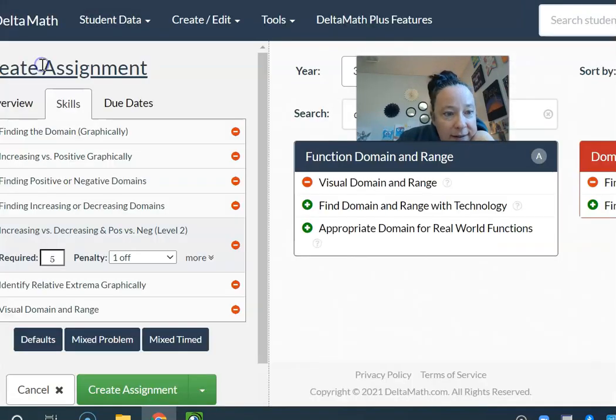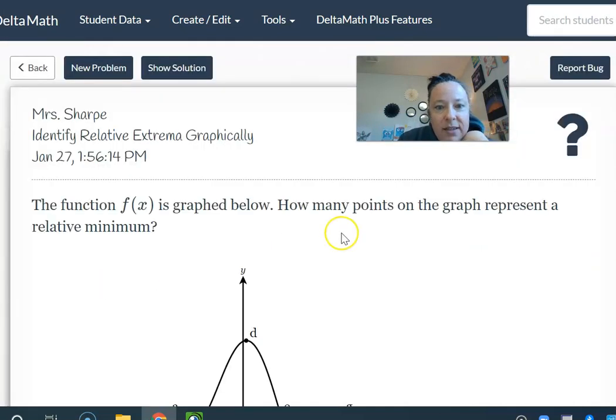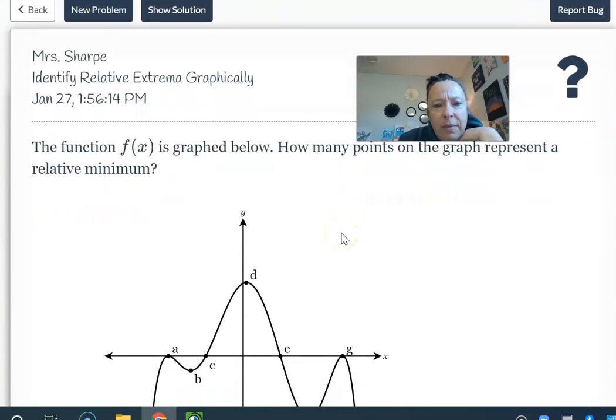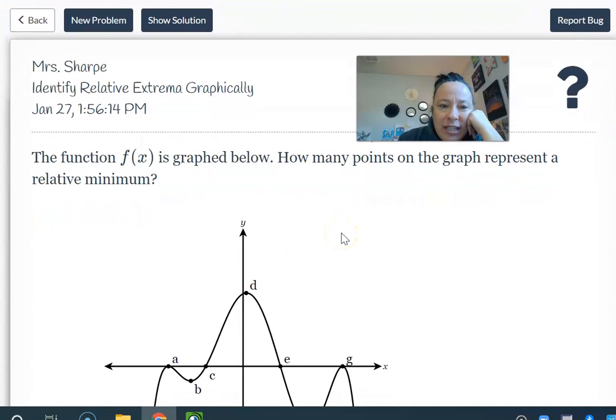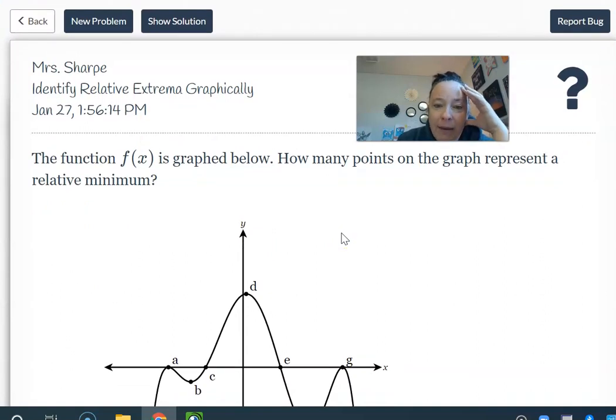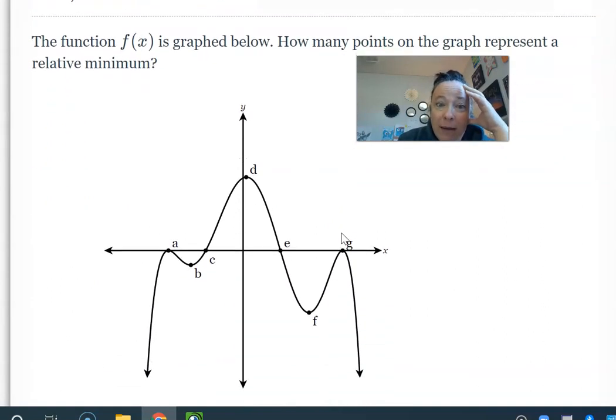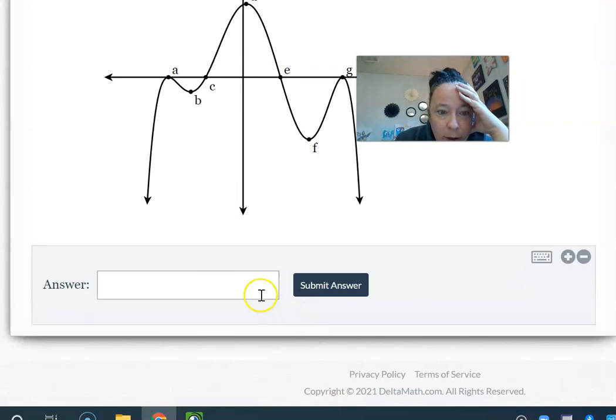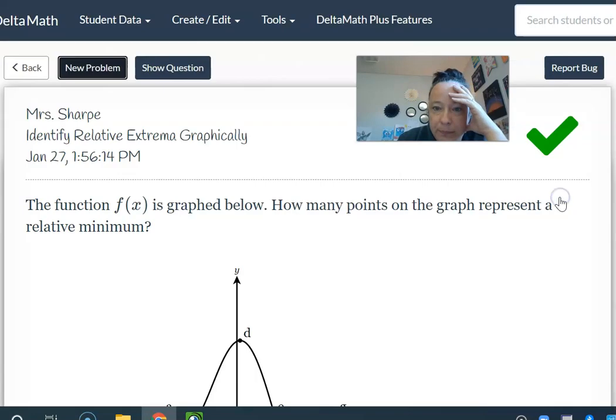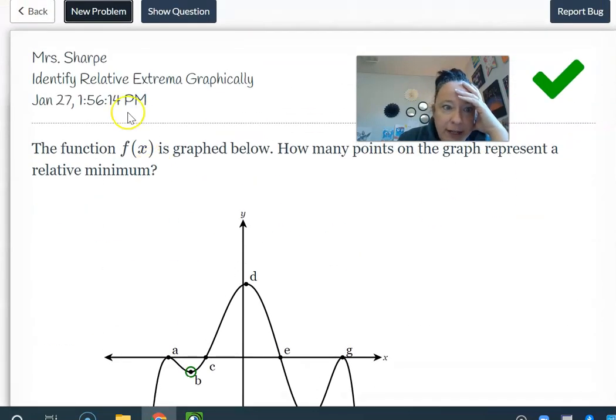Okay. All right, and then we've got this section's relative extrema, and extrema is just max and min. How many points on this graph represent a relative minimum? Meaning there's a low, a valley. So there's one here, one here. So my answer would literally be 2. Point B and point F would be a relative minimum. Okay, and it goes over it.